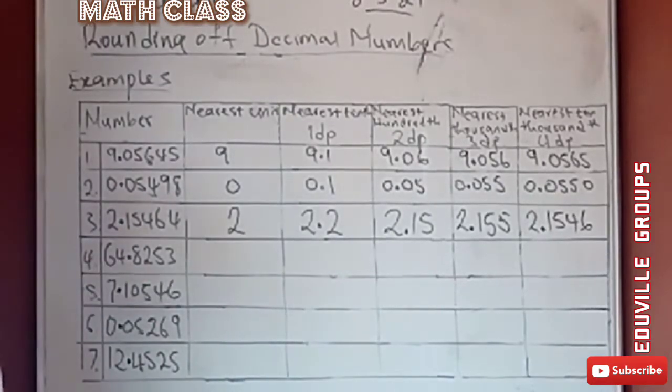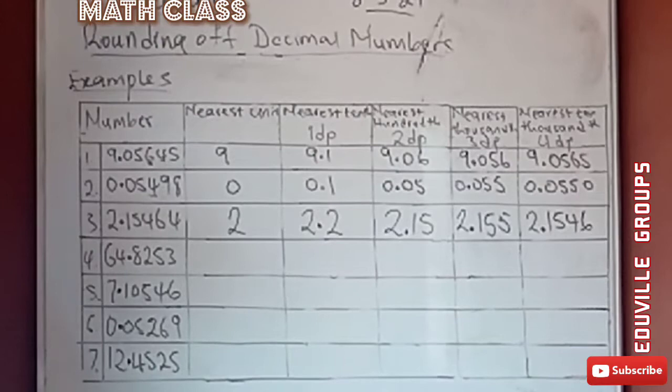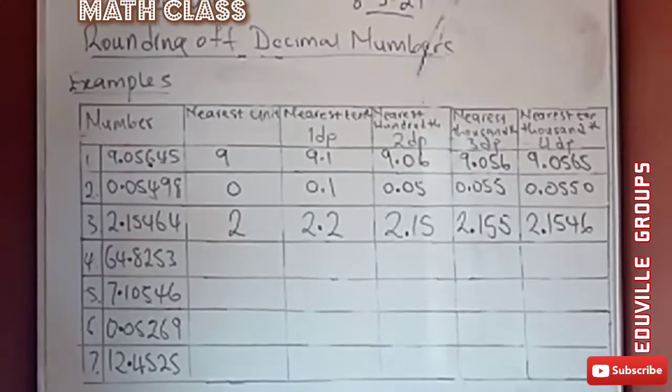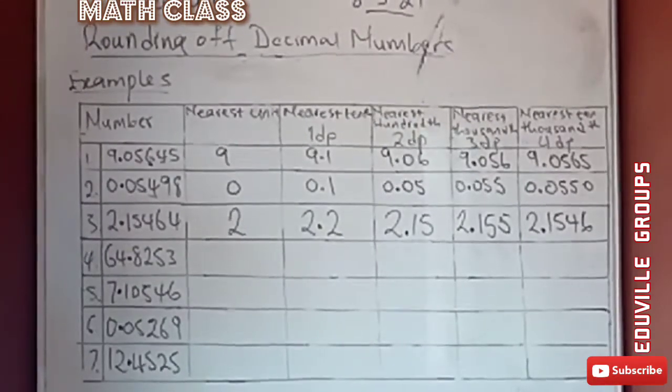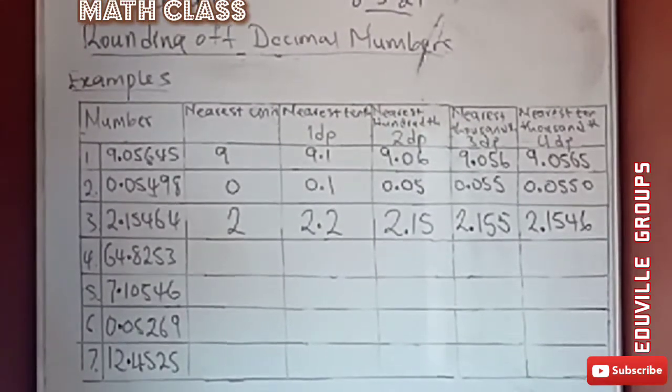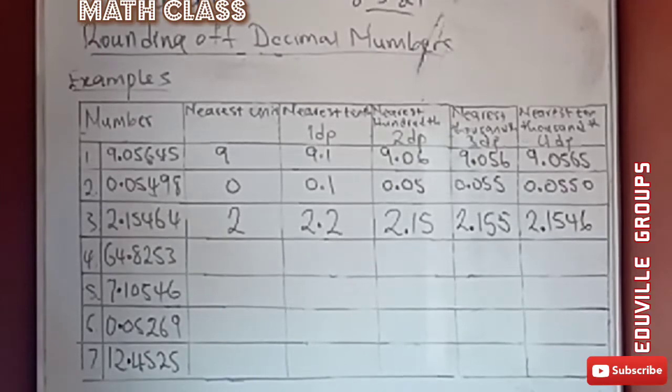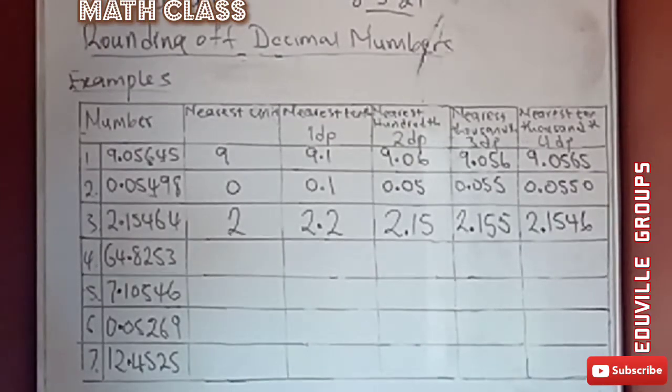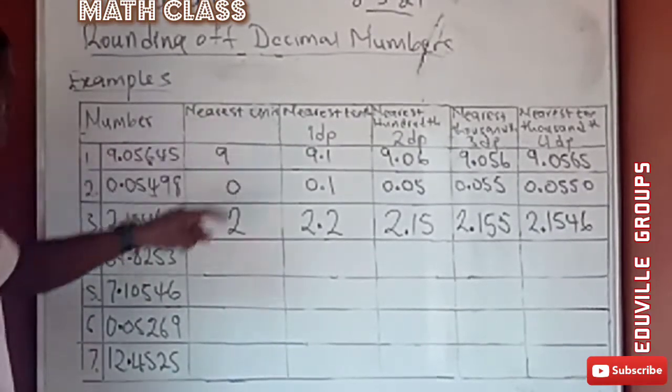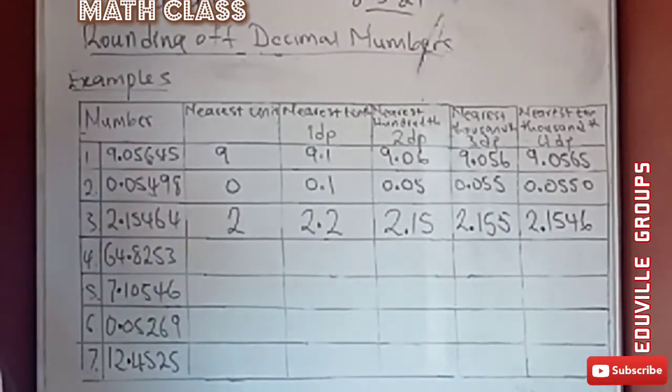The next number is what? 8. So what do we do? What do we do? Talk now. 64.8. 64 point. Which one is a rounding digit? For nearest unit, which one is a rounding digit here? 4. 4 is a rounding digit.